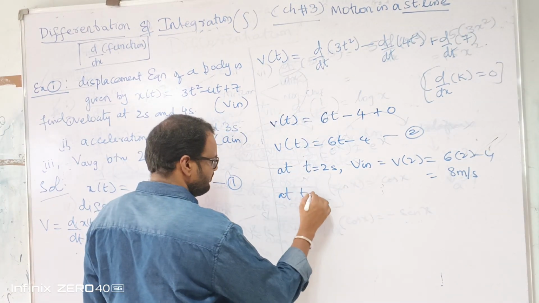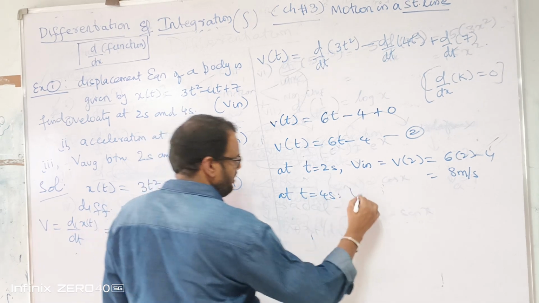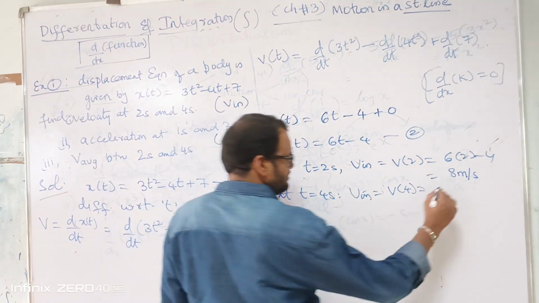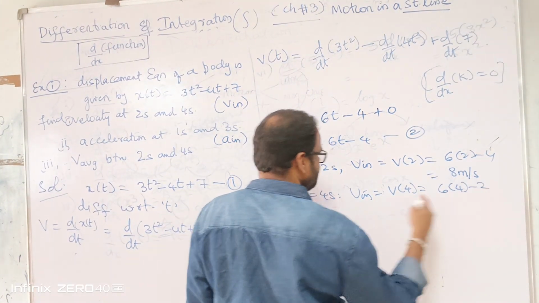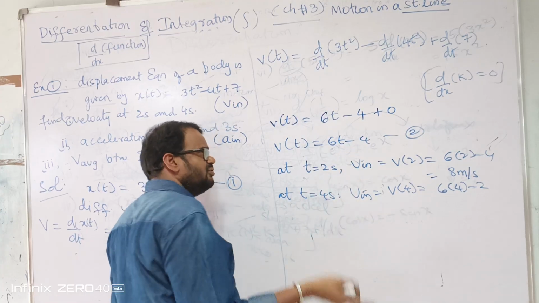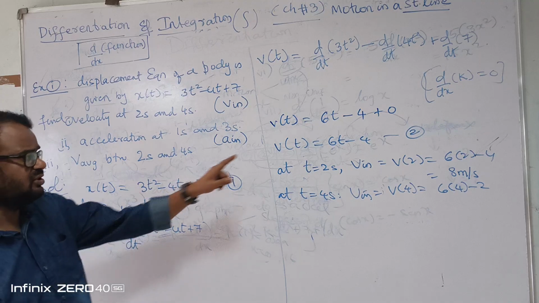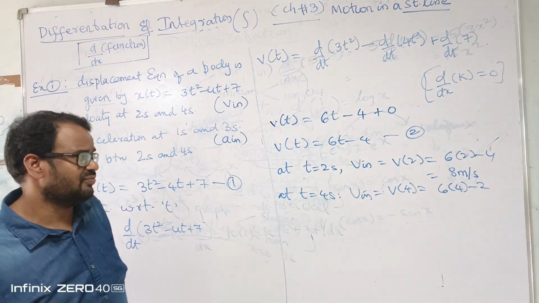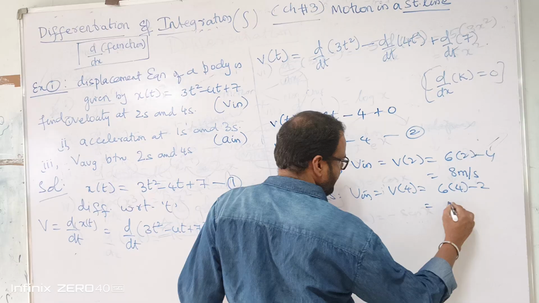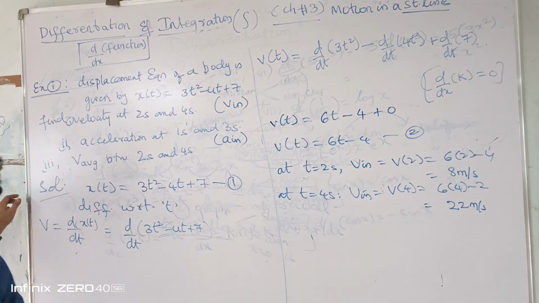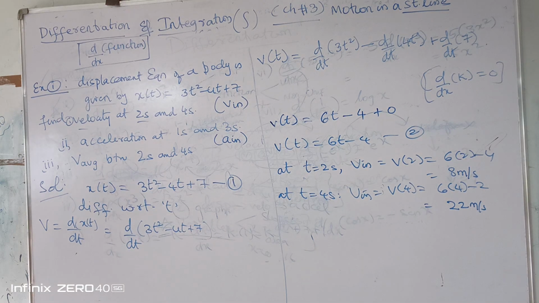Similarly, at t equals 4 seconds, v instantaneous equals v4 equals 6 into 4 minus 4. Substitute that time in this equation of velocity. If you substitute time in the displacement equation, you get position; if you substitute in this equation, you get velocity. So this equals 24 minus 2, which is 22 meters per second. So the answer for this is 8 meters per second, and for this it is 22. Now we are able to find velocity from the displacement equation.